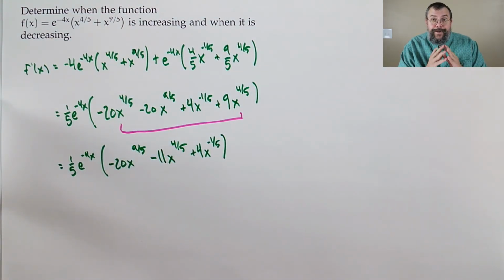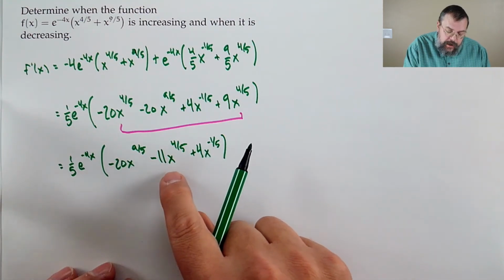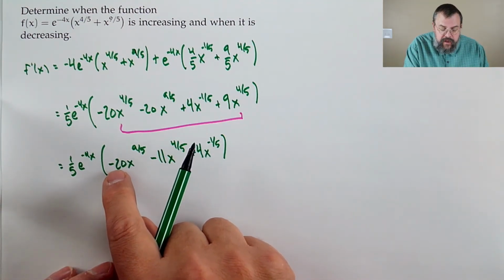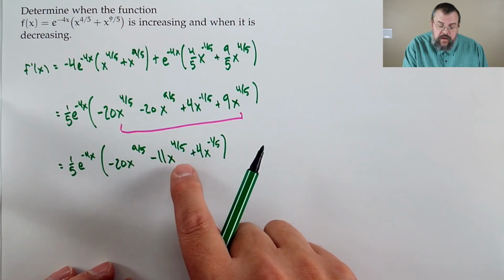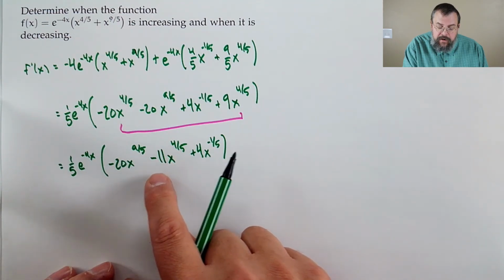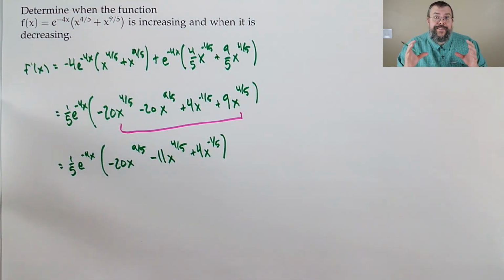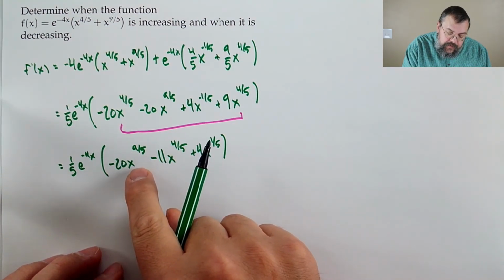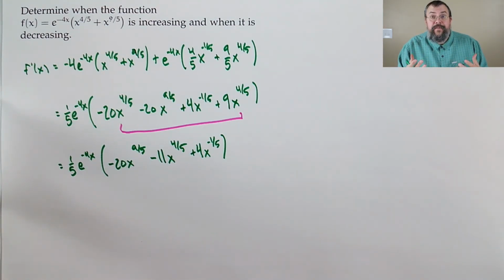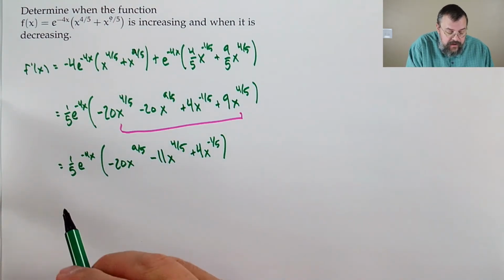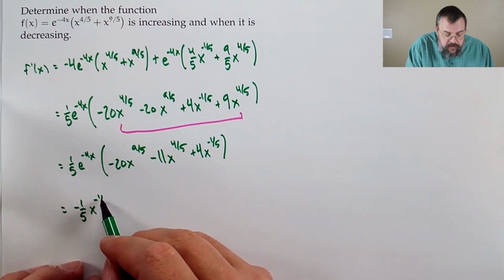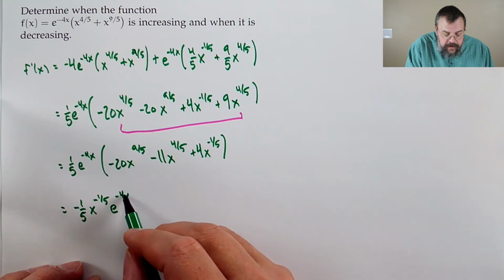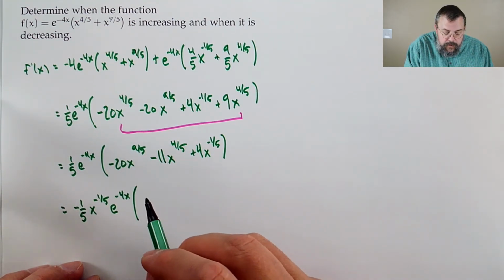Now, what can we do? Well, not much in common between 20, 11, and 4. I'm going to go ahead and pull out a negative because I always like my coefficient in front to be positive. The other thing is, these are weird powers of x, but they're all powers of x. So let's figure out the smallest power of x, and then we'll pull that out front. Between our choices, we have 9 fifths, 4 fifths, and minus 1 fifth. Minus 1 fifth is the smallest, so we're going to pull out x to minus 1 fifth. So we now have minus 1 fifth x to the minus 1 fifth e to the minus 4x. All right, so what are we left with?